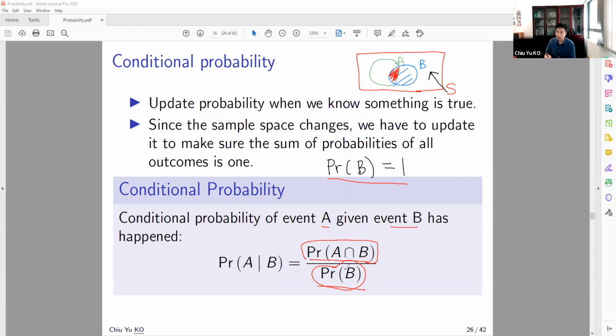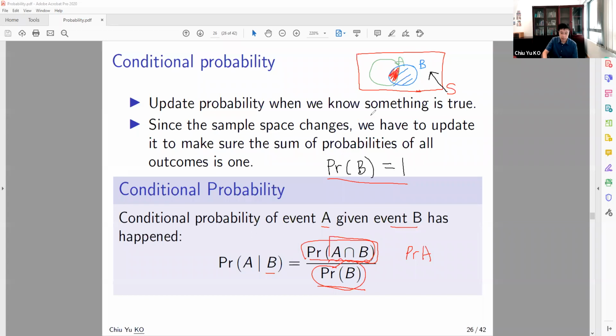Yes, exactly, Yongjun. So that's why it must be divided in this way. Because the relevant thing is B, right? B has happened, so the first thing is that only this part is relevant, right?